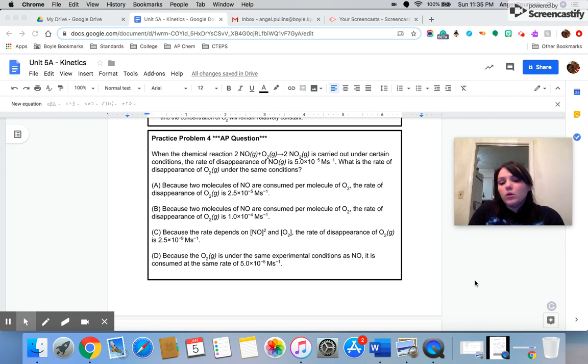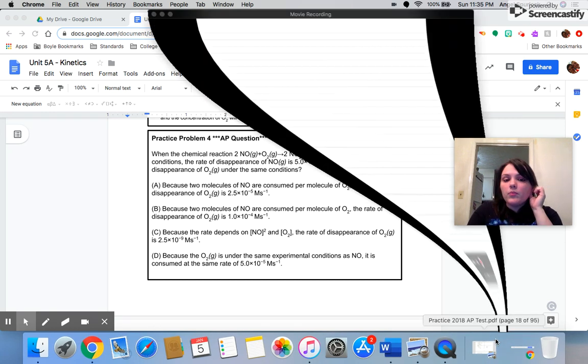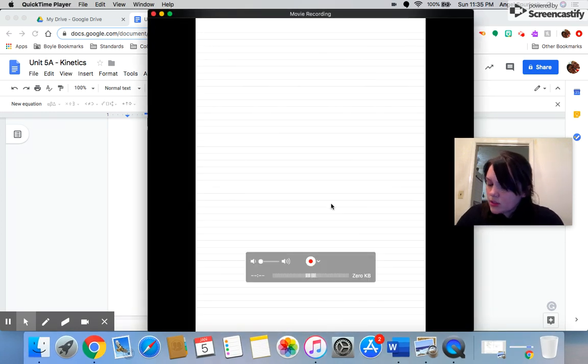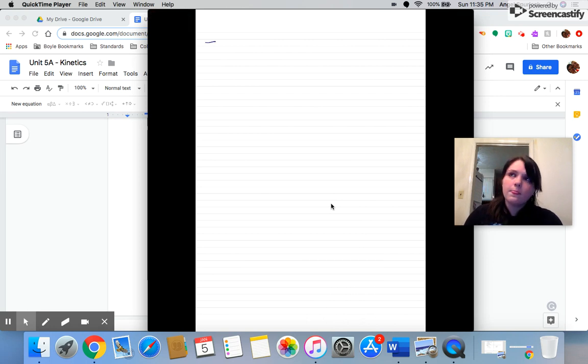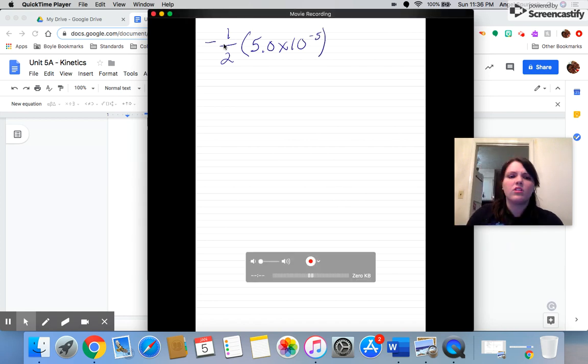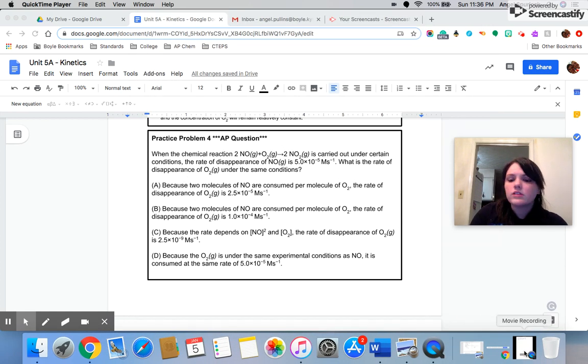And so what do we do with relative rate problems? We set them up. We say, okay, this is rate of disappearance, so it's negative. We put 1 over the stoichiometric coefficient. The stoichiometric coefficient in front of nitrogen monoxide was 2, so we're going to say 1 over 2. Then we're going to multiply that by the rate of disappearance of our nitrogen monoxide, which was 5.0 times 10 to the negative fifth. Right? Am I crazy? No, we're good.